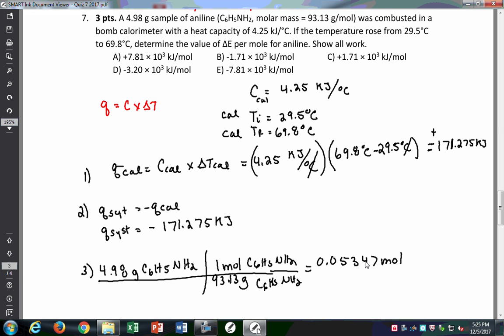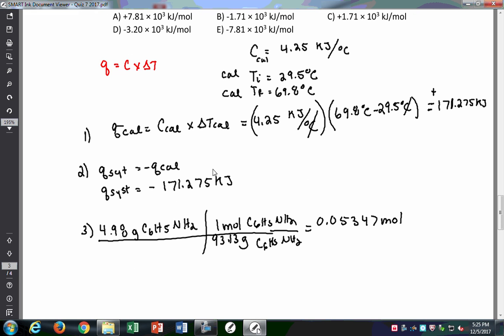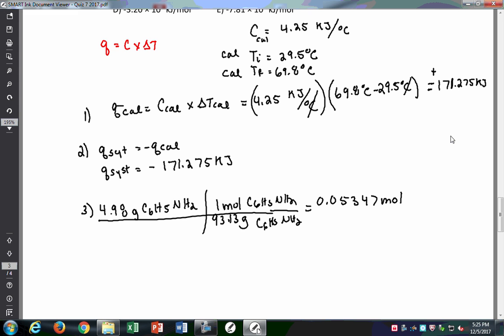So we didn't even burn a whole mole of aniline. So that means that we're going to be giving off different than what we see here. So all we have to do is divide that number by our Q system, and that's going to give us per mole.